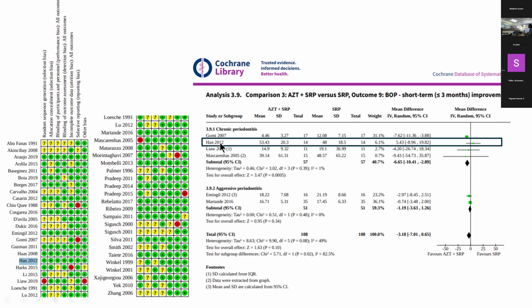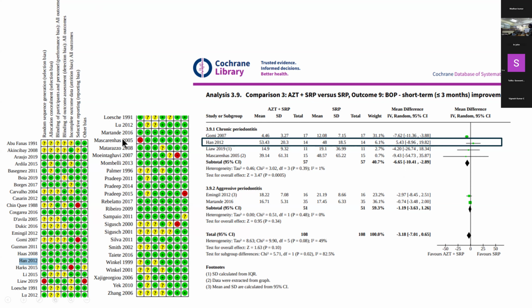Now, if you look at their forest plot for chronic periodontitis, they had 4 studies. Look at the Han 2012 study. You can see this is a very low risk of bias study. What about Gomi 2007? It has a high risk of bias. What about this Liaw, which is also high risk of bias? And the fourth study also has a high risk of bias. You can see that actually all the high risk of bias studies outweigh your low risk of bias study. And you have got a final outcome.